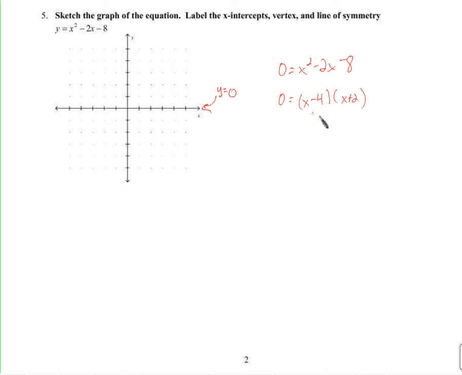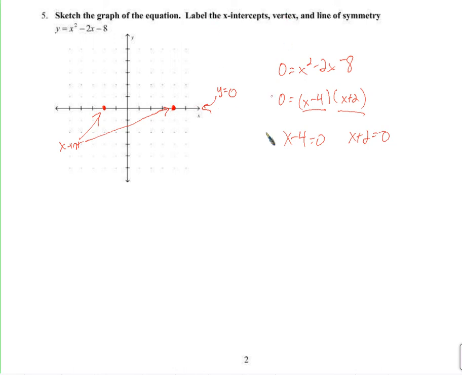Yeah, so the thing here is, this times this is 0, so this must be equal to 0, or this must be equal to 0. And so x equals 4, x equals negative 2, those are my two x-intercepts. Okay, so x-intercept, okay, I labeled my x-intercepts.